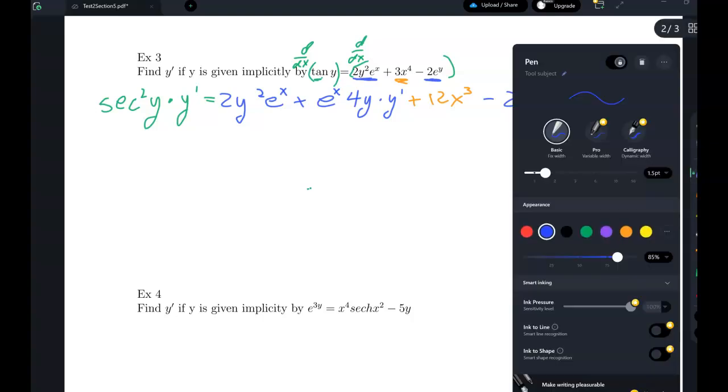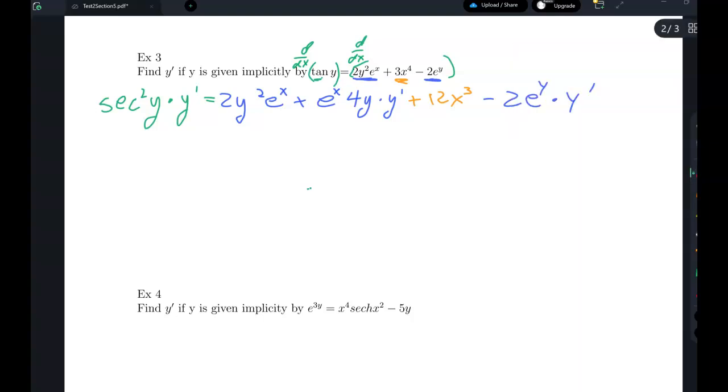All right, so now let's identify where the y prime terms are. So all of that term has a y prime. There's a y prime, and there's a y prime. Okay, so I've got two y prime terms on this right-hand side, so I'll use this side. So I'll subtract these two to the other side. So negative 2y squared e to the x minus 12x cubed, right? So those two are taken care of.